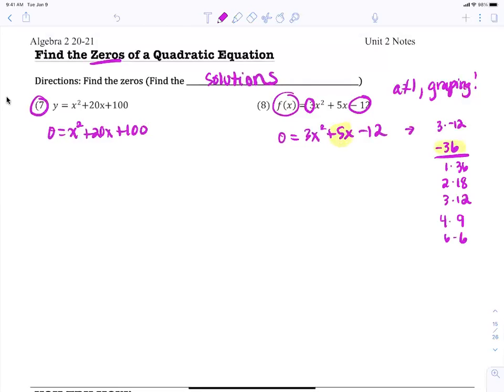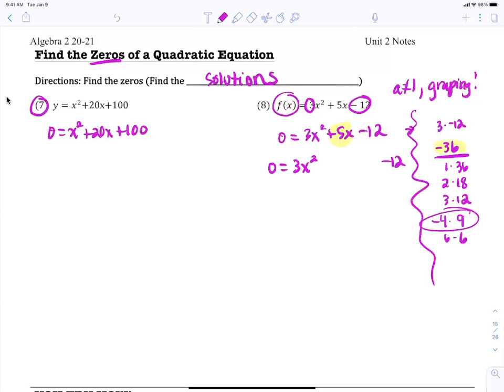Well, if they have to multiply to be -36, that tells me that I need a sign of each. And the only way I could ever get to 5 is by using 4 and 9. If I make 4 negative, -4 times 9 is -36, and -4 plus 9 ends up being 5. So what that tells us is that's going to be what I replace my middle term with.